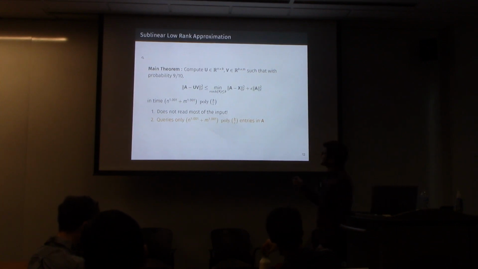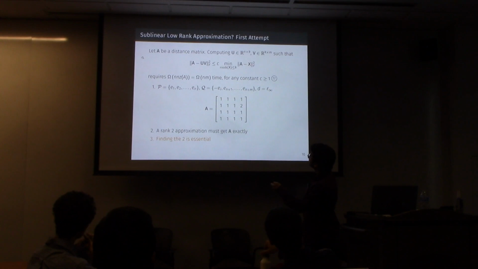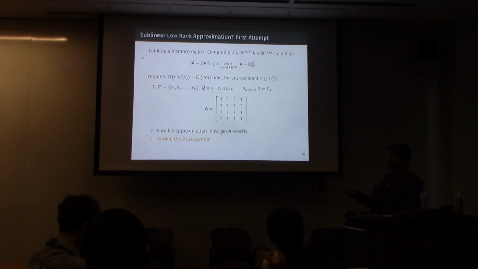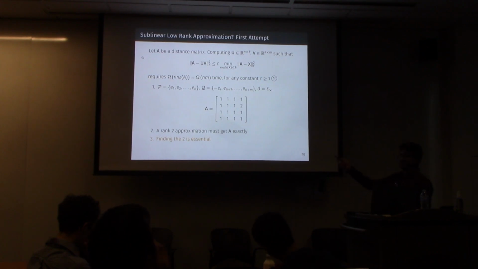It turns out that this lower bound seems fragile, right? It also holds for bicriteria up to poly k. So even if you output a poly k rank matrix, this lower bound still holds. So the relative error guarantee is really hard in this case.